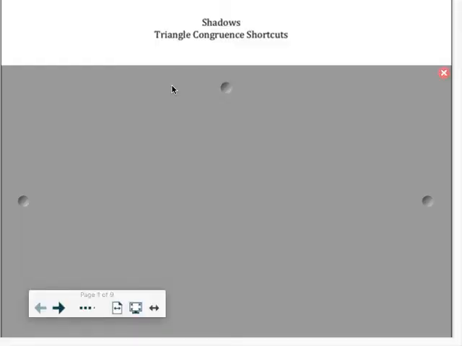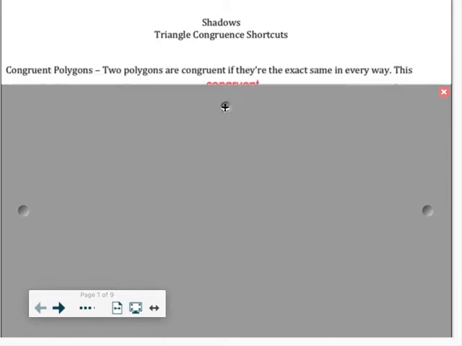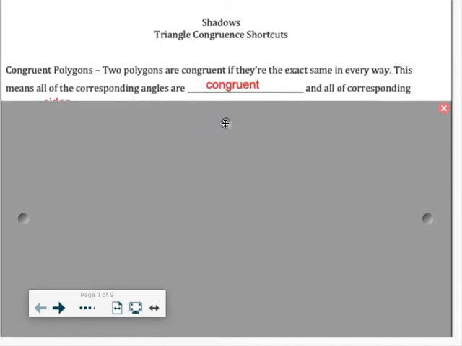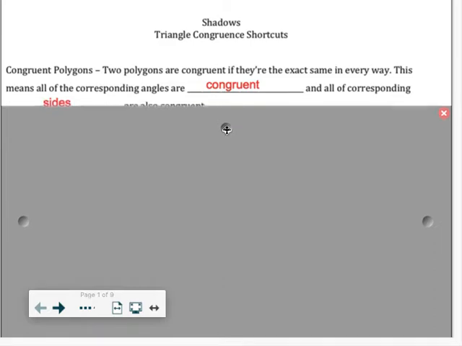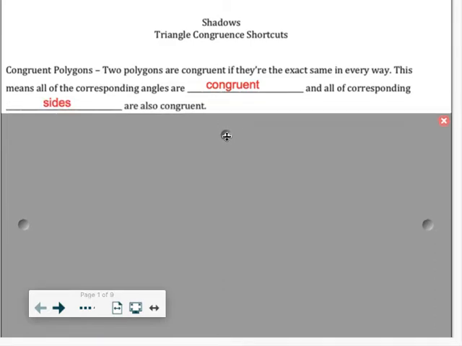So here we go with the triangle congruence notes, section 6 for the shadows unit. First of all, let's have a reminder of what our definition of congruence is. Two polygons are congruent if they are exact in every single way. That means all of the angles are congruent and all of the corresponding sides are also congruent.